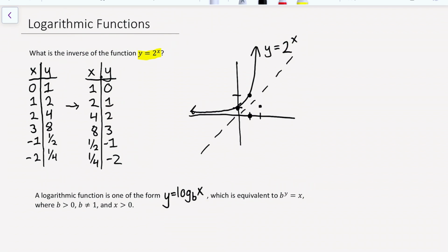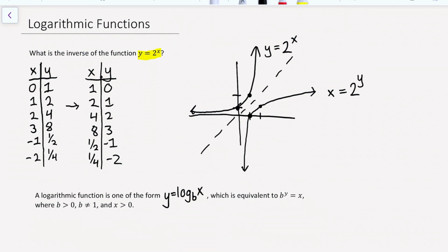So I could even graph some of these new points that we've found. (1, 0) is right here, (2, 1) is right here, and so on. We will get a picture that looks like this. And yet we still haven't expressed this with an equation. We could go a step further and say if you just reverse x and y values, the expression x equals 2 to the power of y represents this equation.